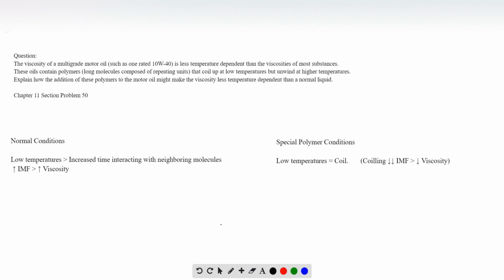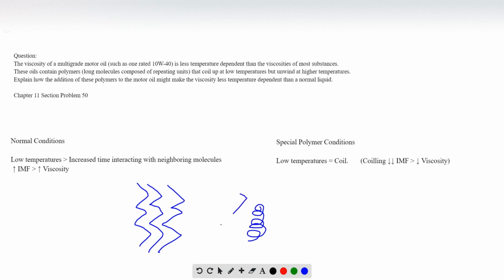But if there are special polymers that coil up, they won't be able to interact through the same kind of intermolecular forces of attraction, right? Like if your normal oils, hydrocarbons, interact like that, then there are a lot of intermolecular forces of attraction. But coiling polymers will disrupt that kind of system, right? So these don't have the same kind of equivalent structures or intermolecular forces of attraction. So this is a better situation.